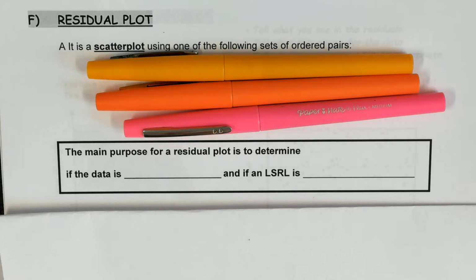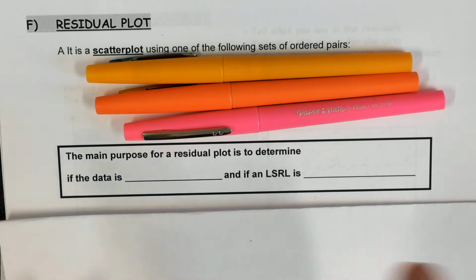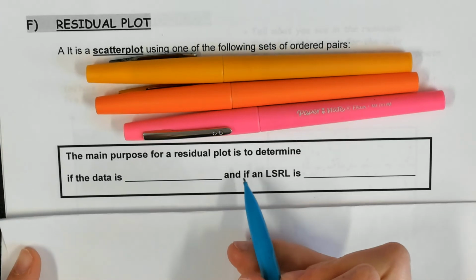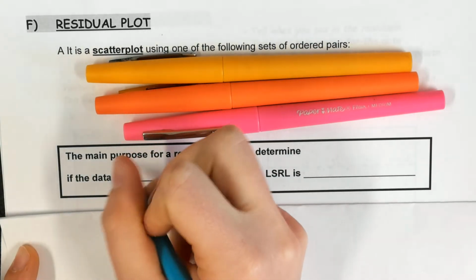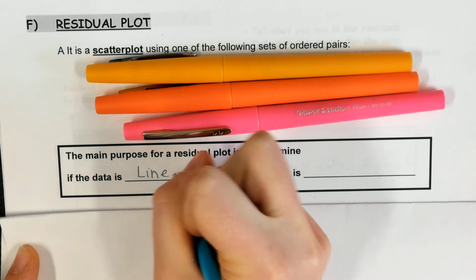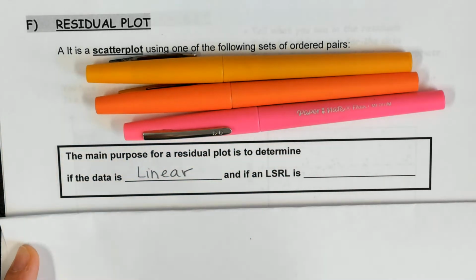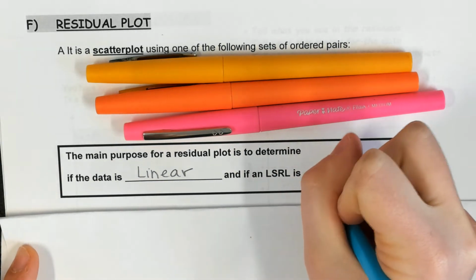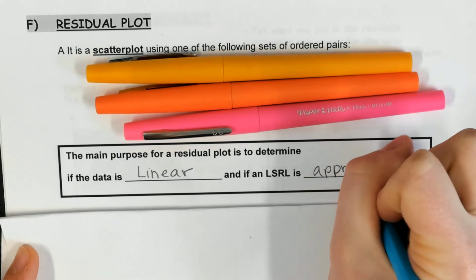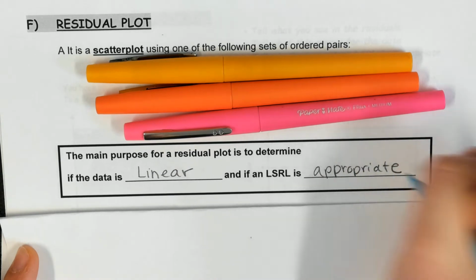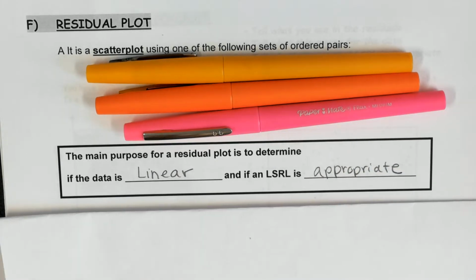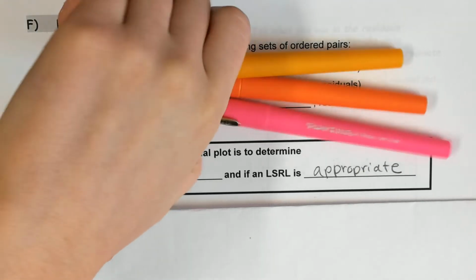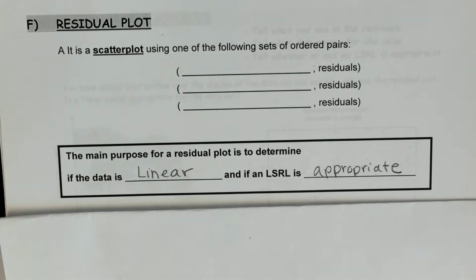We are going to use the residual plots to figure out if we really have linear data. So the main purpose of a residual plot is to determine if the data is linear. And if it is linear, we are trying to figure out if this least squares regression line is appropriate to use and to help us to make our predictions. So there's a couple different ways that we can make these residual plots.